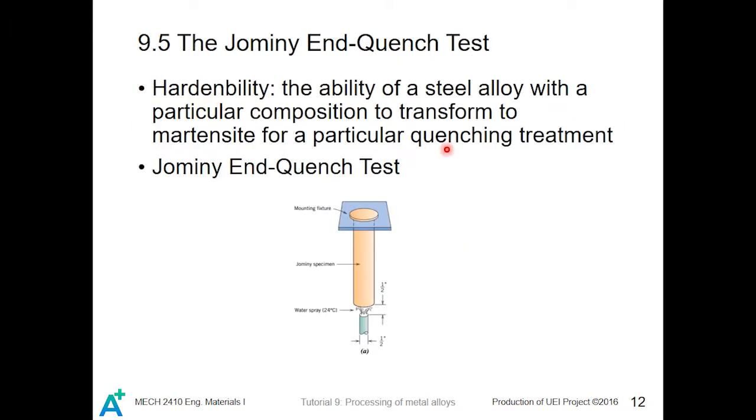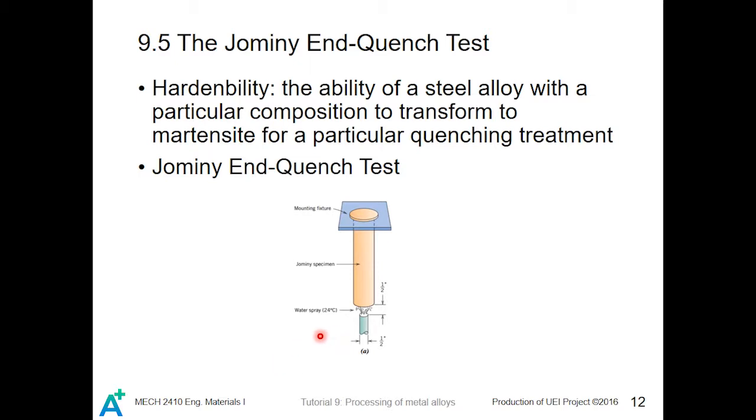So for quenching, we have already discussed that if we quench a steel, you can create various hardness after quenching. And how can we determine the hardenability? And how can we have a rough measure of the result when we quench a steel? So we define hardenability as the ability of a steel alloy with a particular composition to transform to martensite for a particular quenching treatment. As you know, martensite has the highest hardness in terms of microstructures which can possibly exist in steel, and we can use such tests, the Jominy end quench test, to help us determine the hardenability curve for a steel alloy.